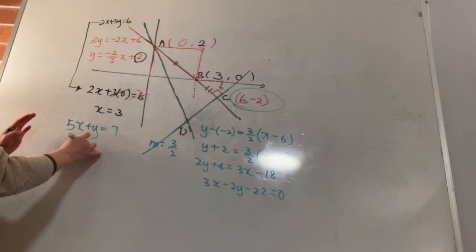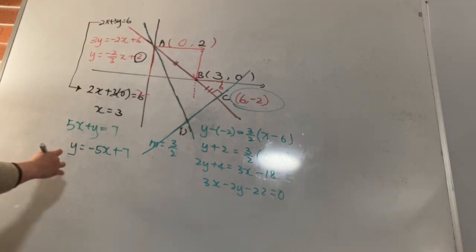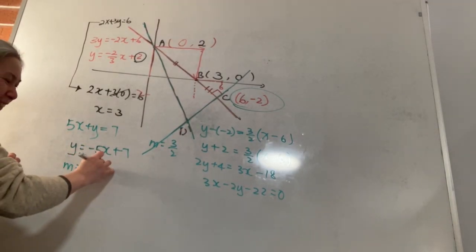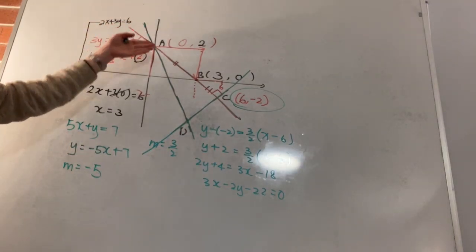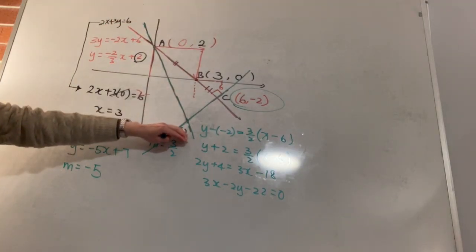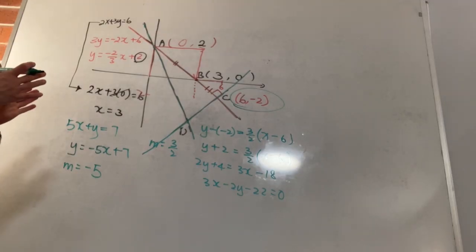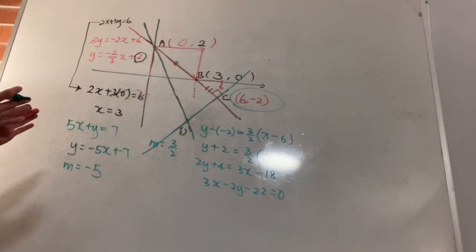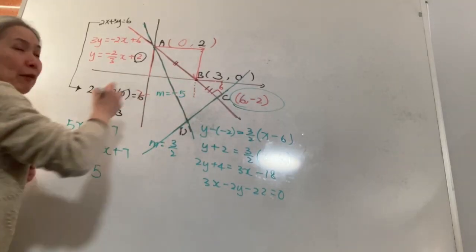Almost. Flip. Yes, the gradient is minus 5. When a line is parallel to this one, that means this green line in here has to have the gradient of minus 5, because parallel means they have the same gradient. So the gradient for this one is minus 5.